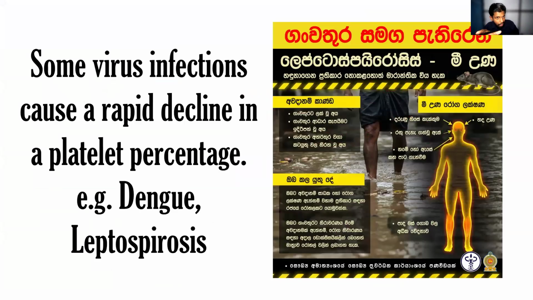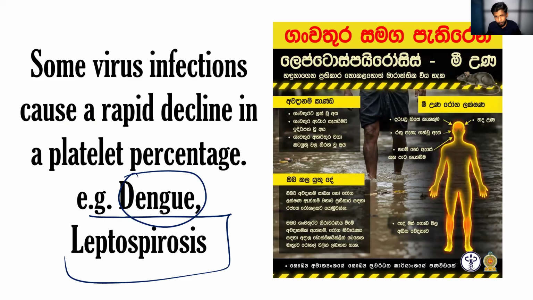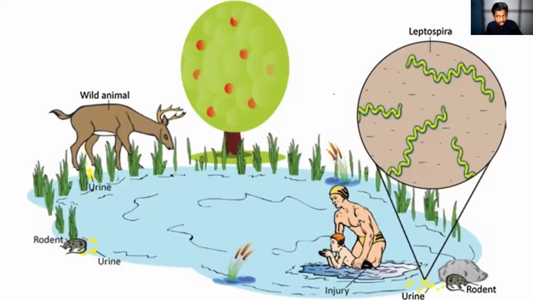But in the question they didn't ask the function. But you want to know there are two diseases. Number one, dengue. Second one, leptospirosis. This is caused by the rat and other animals, right? Normally when you are in flood water for a long time, the flood water may contain the urine of the rat. So if those microorganisms enter into our body, definitely you will have leptospirosis.